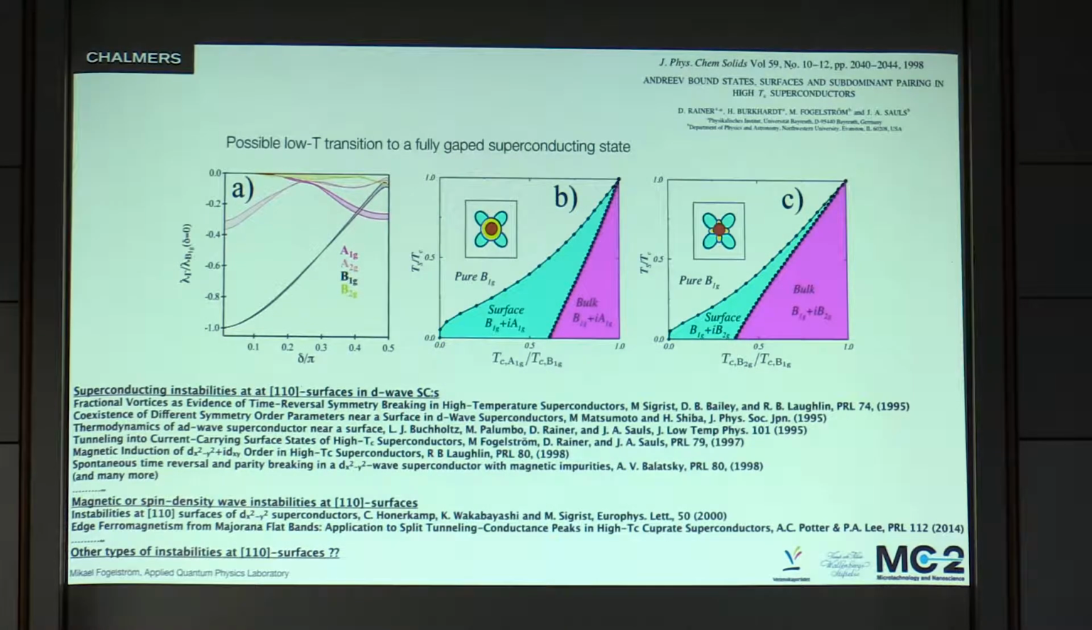And they can come out in different pairing symmetries. Either you have this D plus IS, or it can be a D plus ID that we talked about earlier this morning. And not only superconducting instabilities are possible, you can also have magnetic or spin wave. And probably you can even think about other kinds of instabilities.